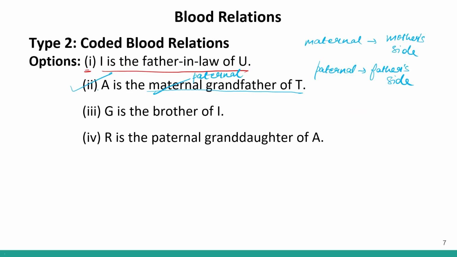So option number 2 is the only one that is incorrect. Rest all the 3 are correct statements. We have to find out the one that was not correct. So answer will be option number 2. A is the maternal grandfather of T. This is incorrect. Answer should be A is the paternal grandfather of T. Okay.